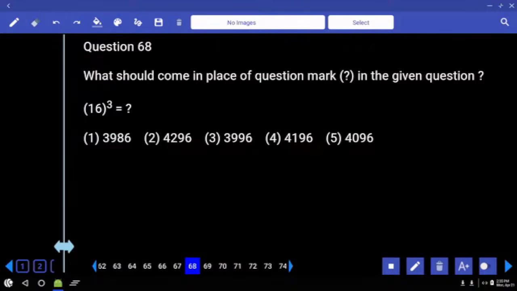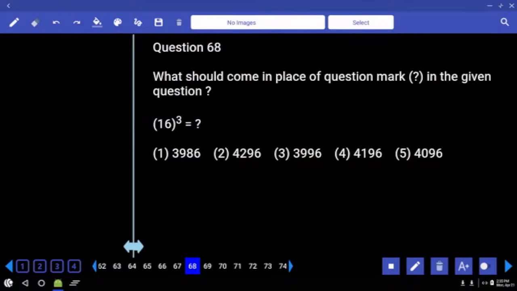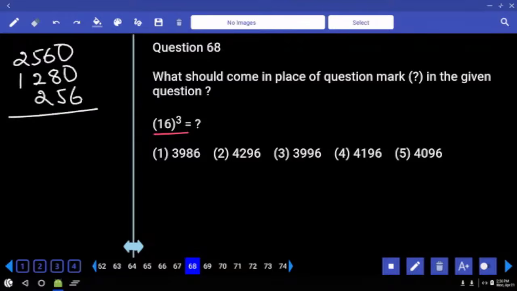Right, 16 cube, nothing can be done, we have to solve it, there is no other way. If you know that is fine, if you don't know we have to calculate. What is 16 square? Into one more 16, right? 16 times, I will calculate it as 10 times, 5 times, 1 time. Is that okay? 10 times 0. 5 times half of this number 1280. 1 time 250. Answer must end with 96.